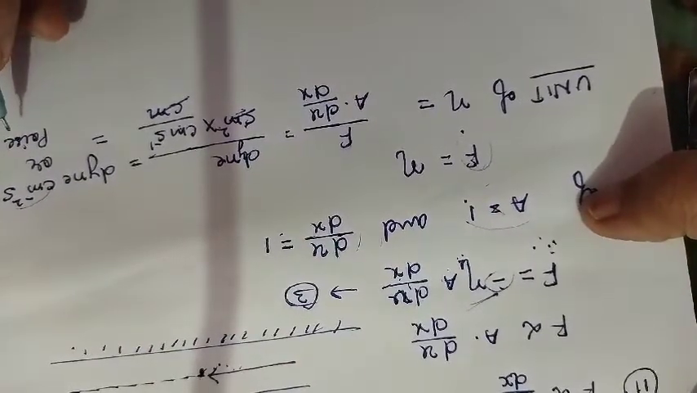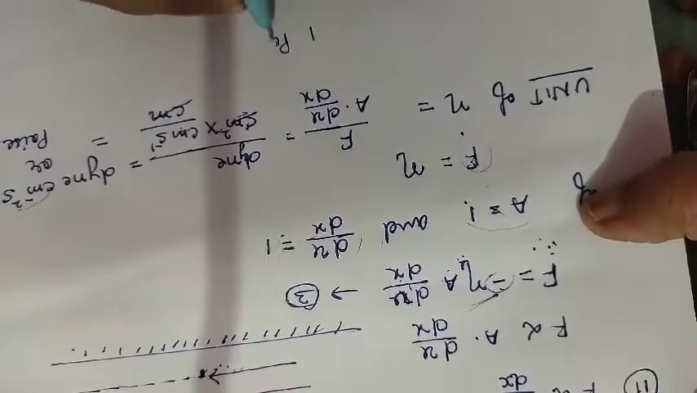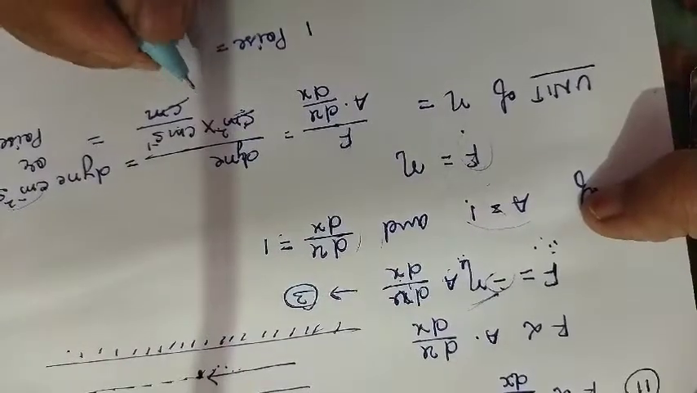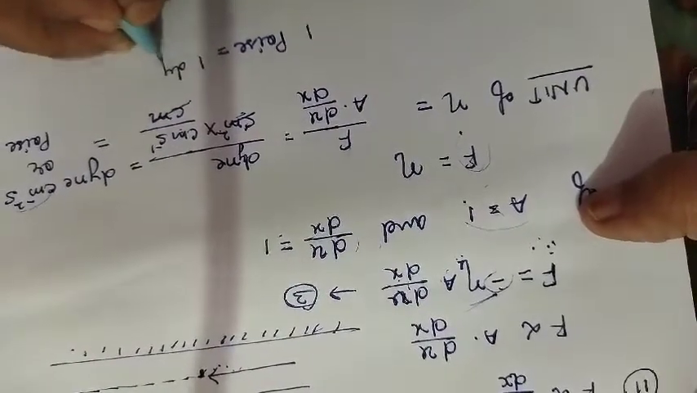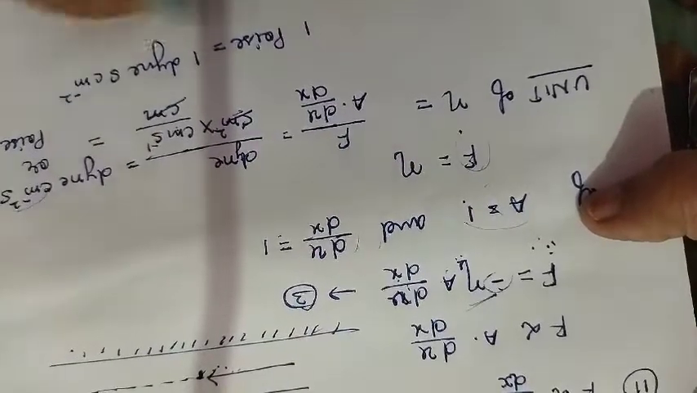Therefore 1 poise is equal to 1 dyne second per centimeter square.